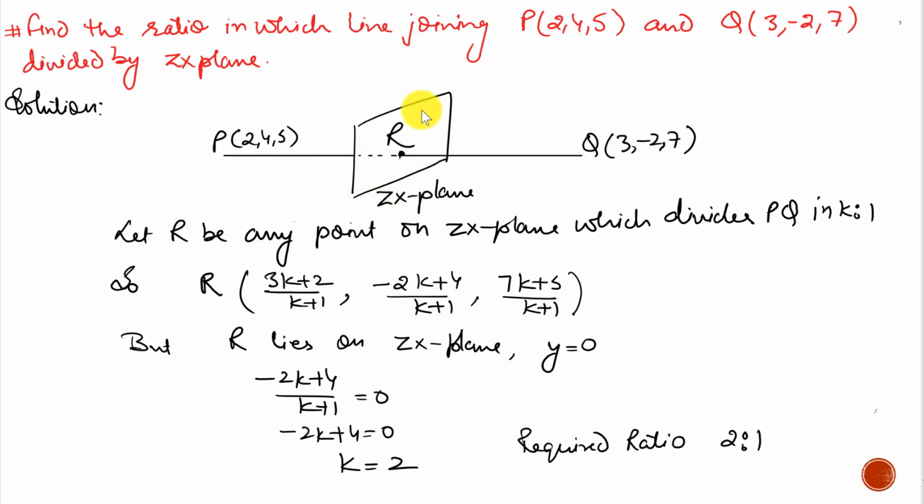But R lies on the zx plane. At the zx plane, y is 0. So (minus 2k plus 4) upon (k plus 1) equals 0. After calculation, we get the value of k as 2. So the required ratio is 2 to 1 internally. So R divides PQ in the ratio of 2 is to 1 internally.